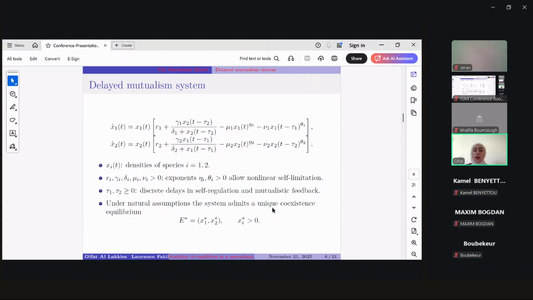In this slide, I introduce the system of delay differential equations with the two delays, tau 1 and tau 2. I explain the meaning of the terms in these two equations: we have the growth, the mutualistic benefits, the delayed self-regulation, and how delays enter the system biologically.